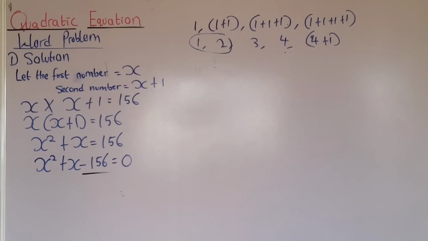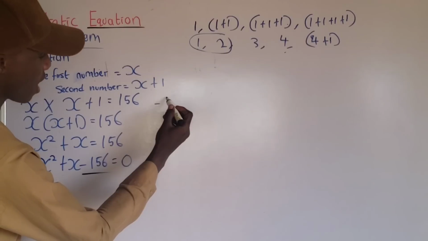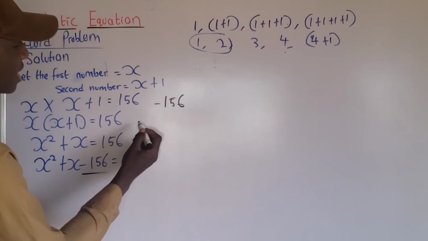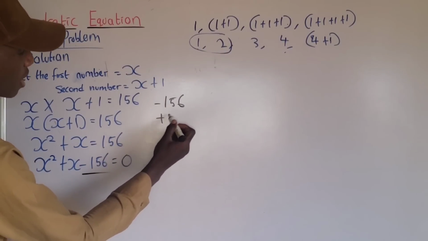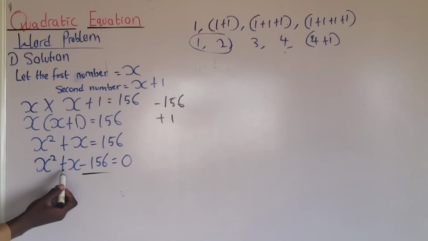Now, what are the two numbers such that if I take their product, I'm going to have minus 156, and if I sum them together, I'm going to have plus 1? Do you know where I got plus 1? The coefficient of x here is plus 1. So what are those two numbers? The two numbers are plus 13 and minus 12. Plus 13 and minus 12.